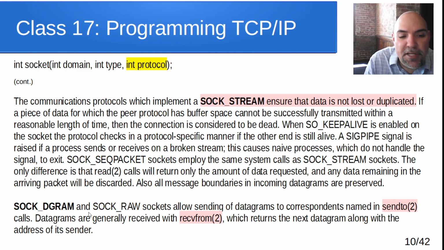Also SOCK_DGRAM and raw sockets allow sending of datagrams to correspondents named in sendto or receive from. So there are 2 other functions that we might look at, which return the next datagram along with the address of its sender. So with SOCK_DGRAM, fixed maximum size packets get sent and received as blocks of data as they're sent, but it's unreliable.